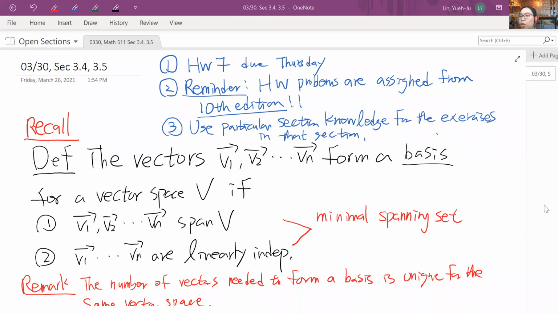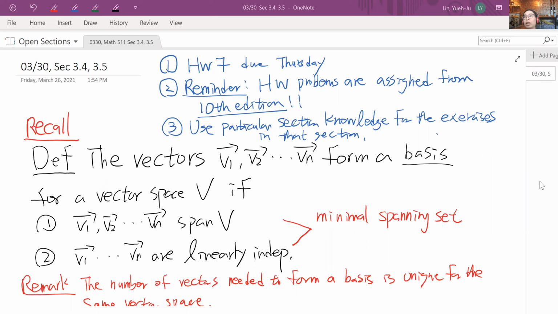Okay, so before we continue with section 3.4, there are a few things I want to address. First of all, don't forget that homework 7 will be due this Thursday. The material is actually getting more and more conceptual, so you definitely don't want to fall behind.